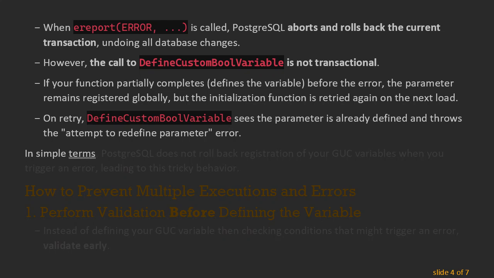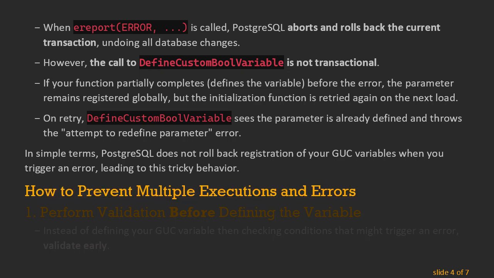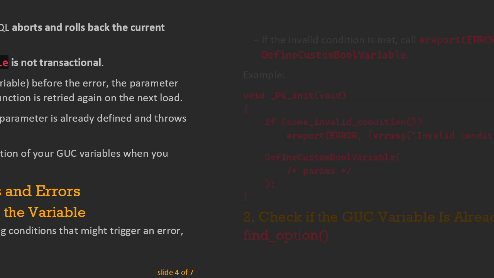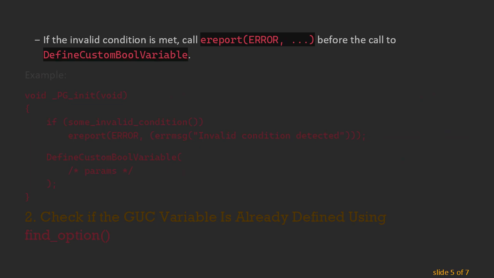In simple terms, PostgreSQL does not roll back registration of your GUC variables when you trigger an error, leading to this tricky behavior. How to prevent multiple executions and errors. 1. Perform validation before defining the variable. Instead of defining your GUC variable then checking conditions that might trigger an error, validate early. If the invalid condition is met, call ereport error before the call to DefineCustomBoolVariable.